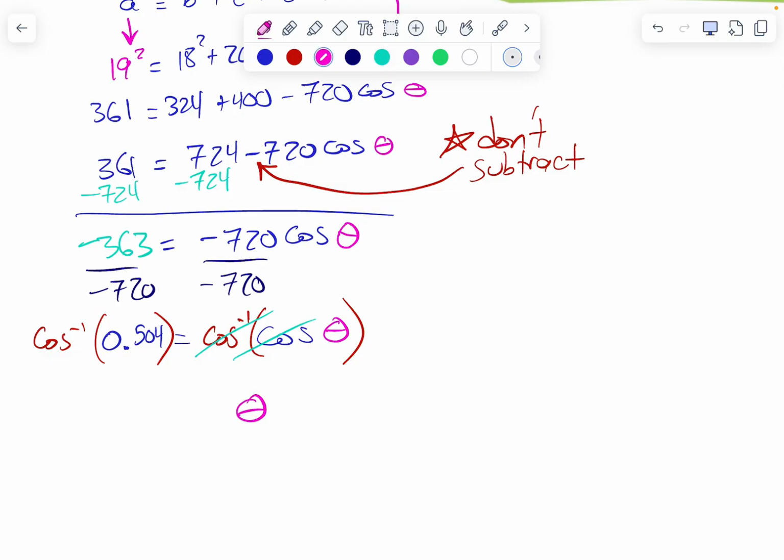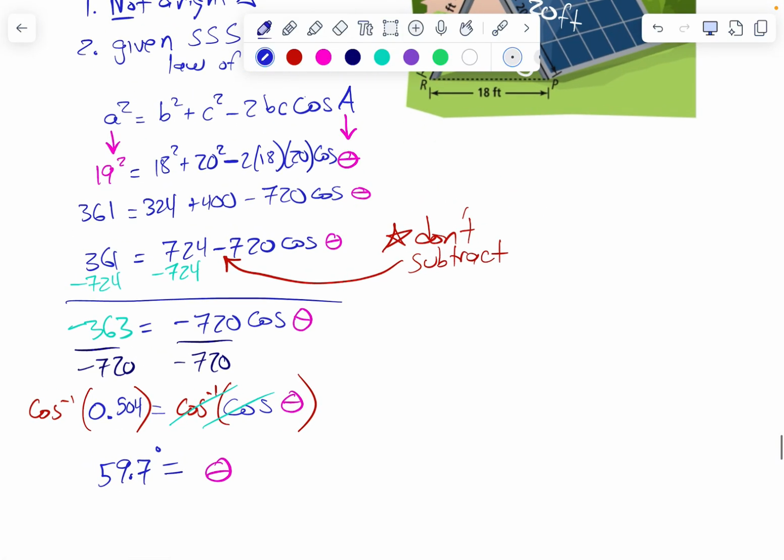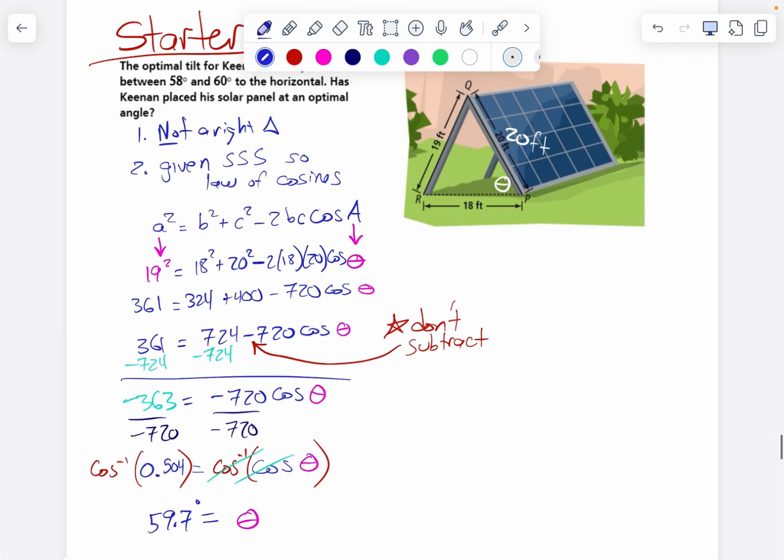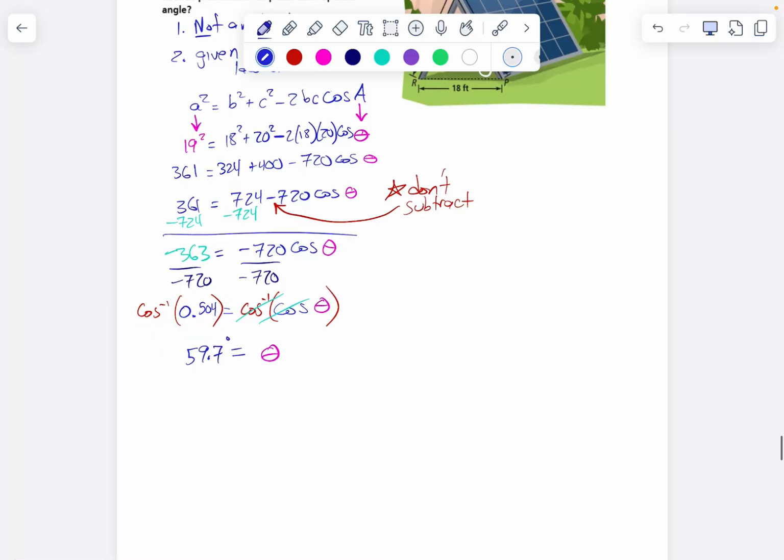Anyway, those cancel on the right, and that leaves us with just theta, and then the inverse cosine of 0.5 should be roughly 60 degrees-ish. 59.7. So did he get it in the right range? Yeah. Remember the question, did Keenan place his solar panel at the optimal angle? And he did. Yes, he did.